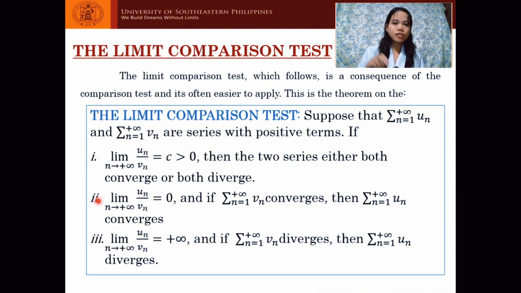The second condition tells us that the limit of u sub n over v sub n as n approaches positive infinity is equal to 0, and if the summation of v sub n from 1 to positive infinity converges, then the summation of u sub n from 1 to positive infinity also converges. That is for the second condition, only if the limit of the ratios equals 0.